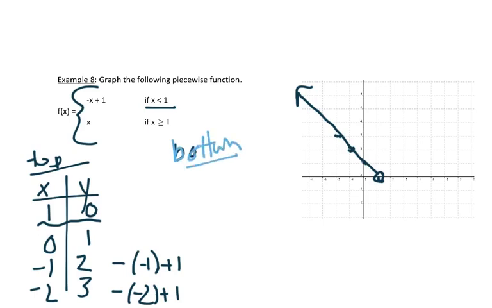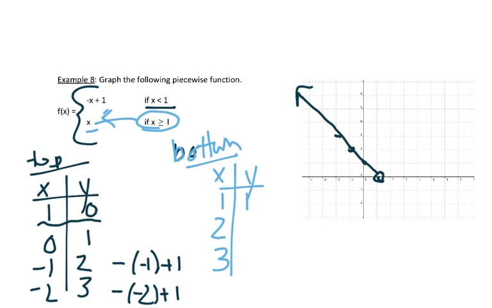Let's do the bottom. So this says greater than or equal to 1. So we'll start with 1, 2, 3. We look over here and it says if x is 1, then y is 1. If x is 2, y is 2. If x is 3, y is 3. So we'll graph that. 1, 1, 2, 2, 3, 3, and it would keep going like that.